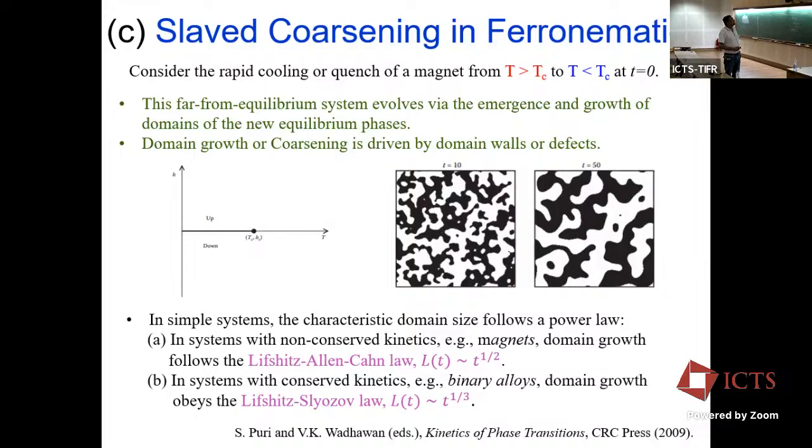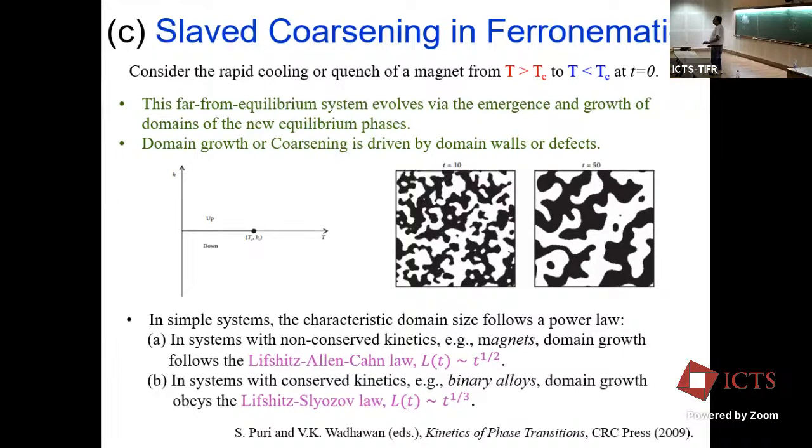So I quench the magnet from above the critical temperature to below the critical temperature at time t equal to 0. That's the phase diagram of the magnet. That's the temperature axis. That's the magnetic field axis. Forget about magnetic field. Just focus on H equal to 0. So at early times, I start off with a system at a high temperature T out there. That's in the disordered or paramagnetic phase. I rapidly quench it at time t equal to 0 to a temperature below the critical temperature and watch the system evolve.